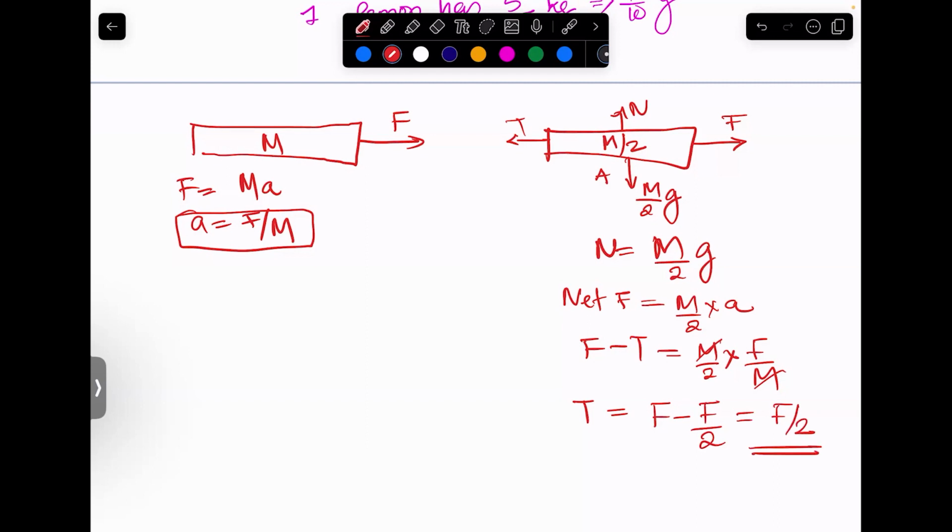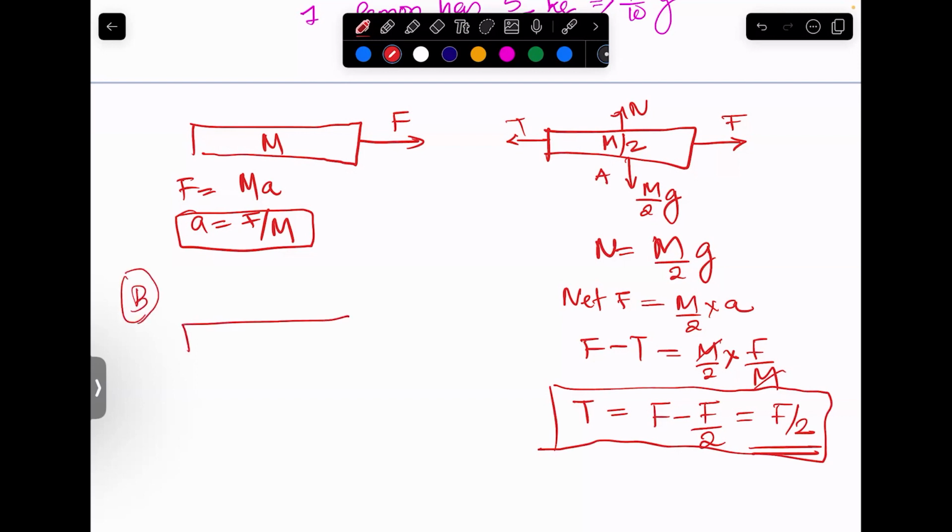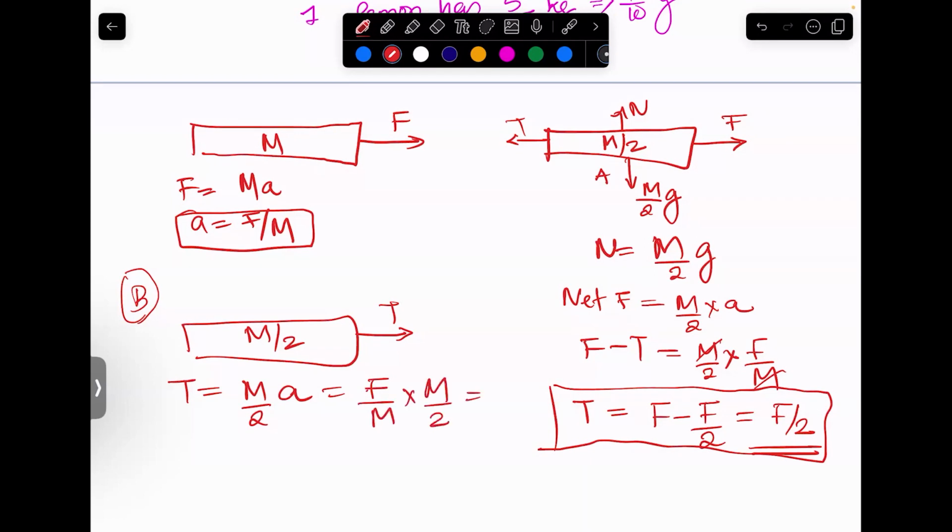If you want to derive the same tension force from section B, you can find it like this. Section B is M by 2, and this is T. Now, acceleration is given. So net force T equal to M by 2 times A. A is F by M. So F by M times M by 2 will give you F by 2. So in both ways, you are getting the same tension force.